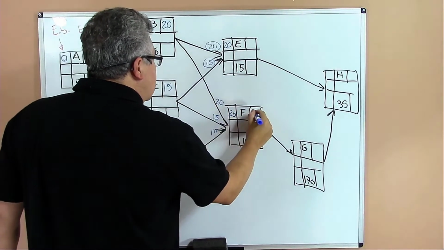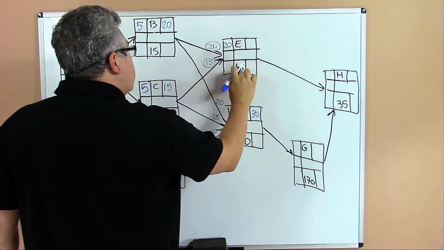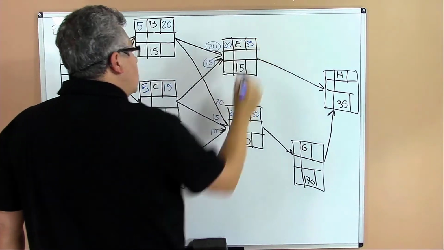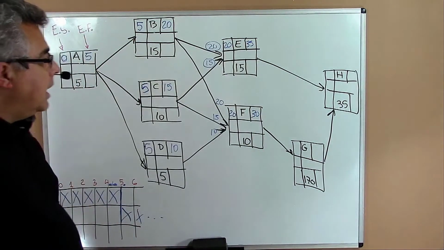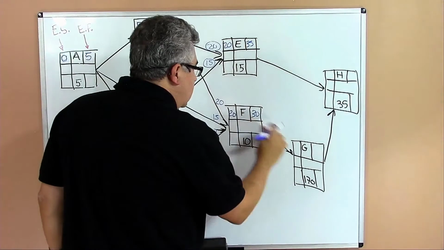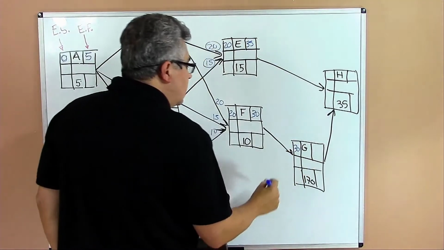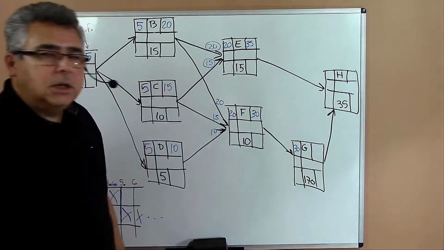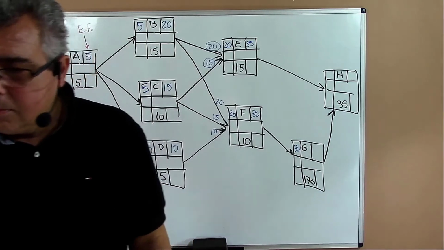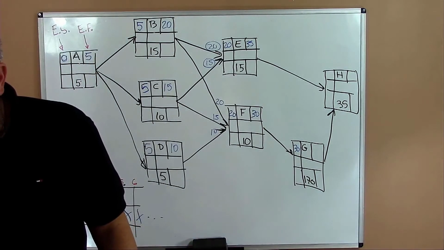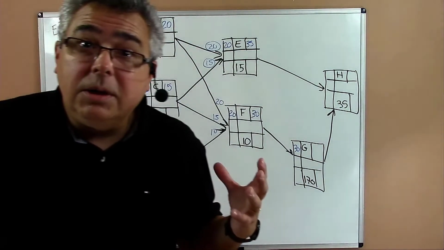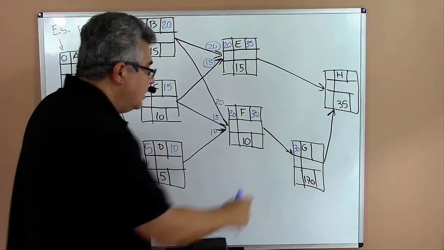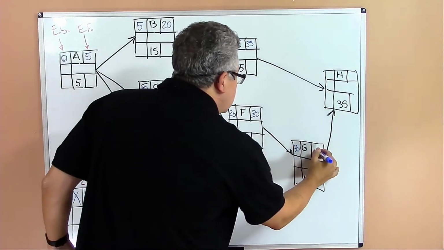Okay, so 20 plus 10, 30. And here 20 plus 15, 35. And now move forward in the network. 30, so G can start on 30. When can I finish G? 200. Yes, 200. 30 plus 170, 200.